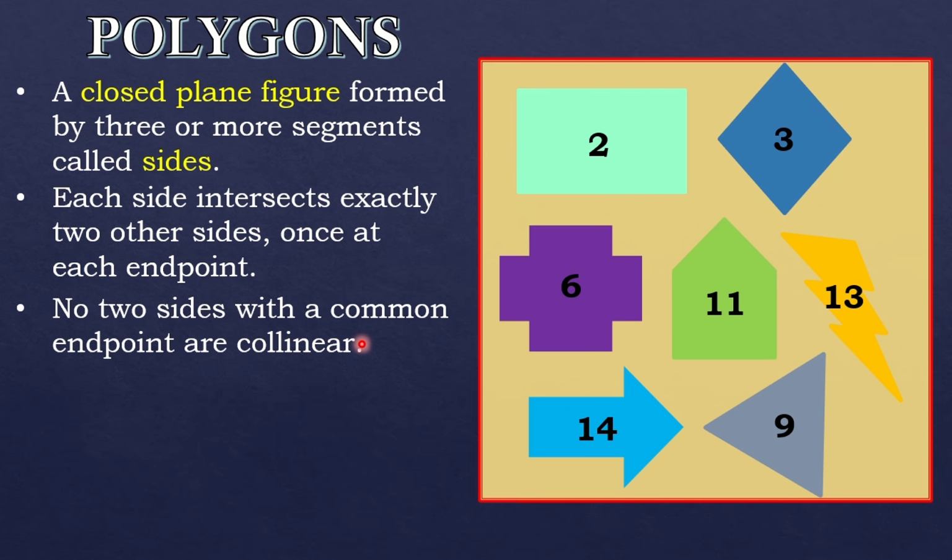Okay? So, ano ba yung sinasabi ko na collinear? Halimbawa po ito. So, ito yung first side mo, ito yung common endpoint, ito yung second side mo, may common endpoint. So, as you can see, endpoint, endpoint, endpoint. This is an example of collinear points, right? That's why this figure is not a polygon.